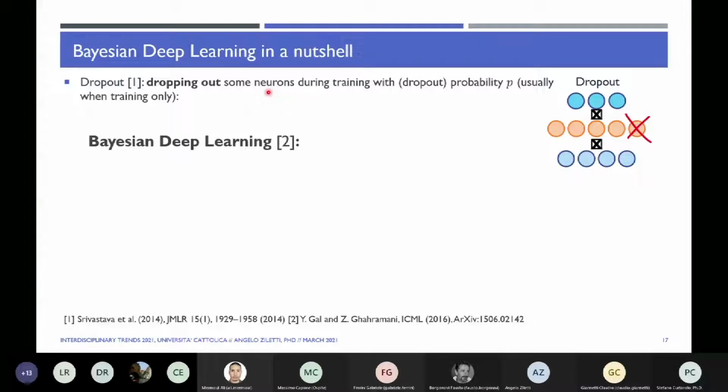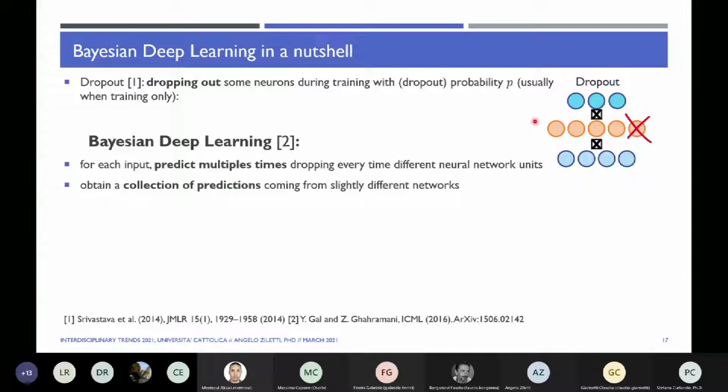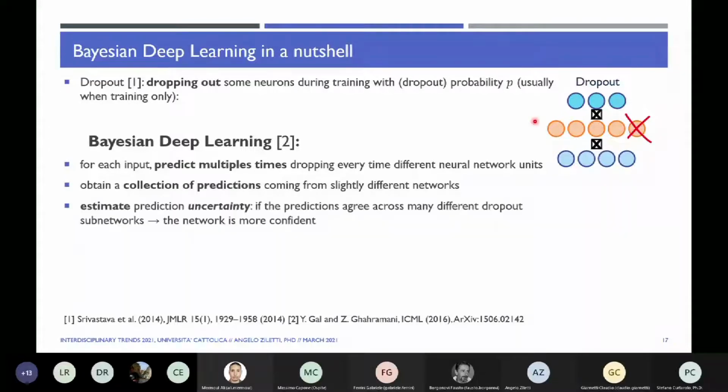Maybe going to the details, this is work by Yarin Gal at Cambridge back then and now at Oxford. The idea is that instead of one prediction from deep learning, you get lots of different predictions multiple times, by randomly dropping units in your network. So you get slightly different networks that predict your output. Then you can estimate the prediction by looking at whether they all agree or not. If they all agree, the network is more confident. If they disagree more, then you have a high uncertainty.